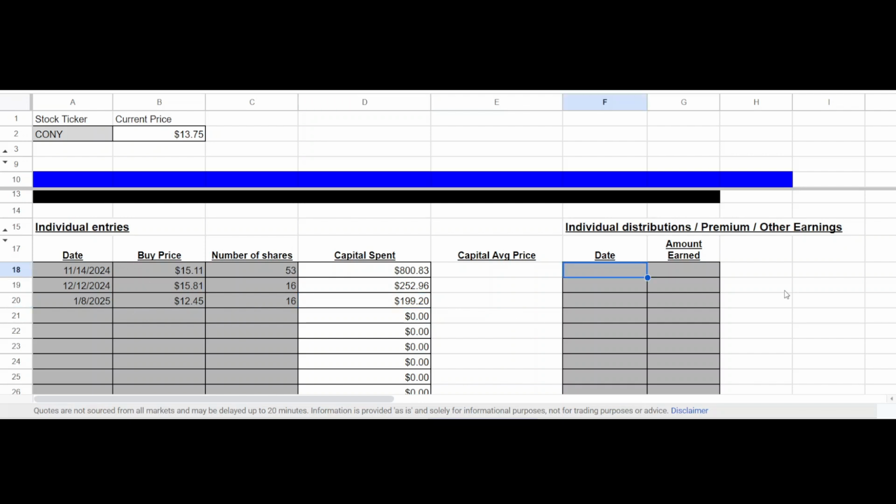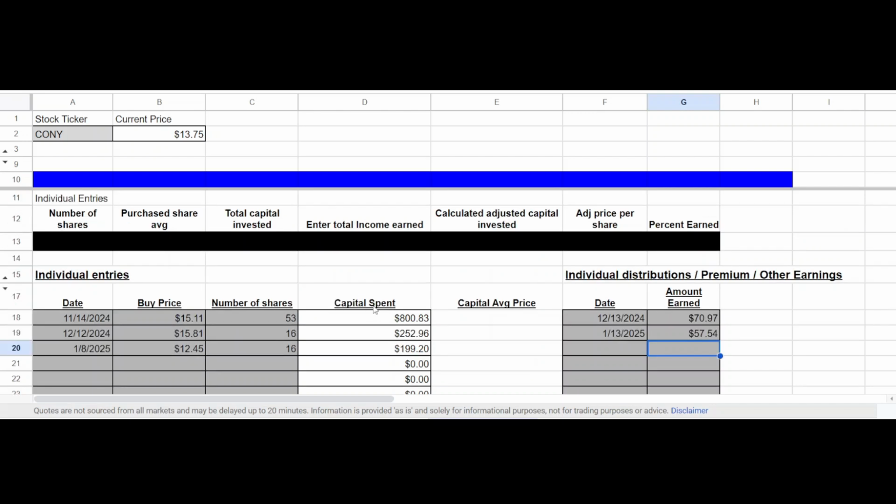Now for my distributions here, my first distribution was on 12/13/2024, and that earned me $70.97. My next one was on January 13th of 2025, and that one earned me $57.54. Okay, so that is all of my distributions and my entries for CONY. I don't have a whole lot in CONY currently, but we can still calculate and find out what my average is and how much I have invested. So we'll scroll right up to my handy dandy little table here and find out what we have.